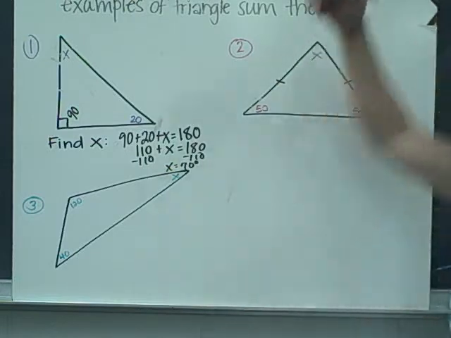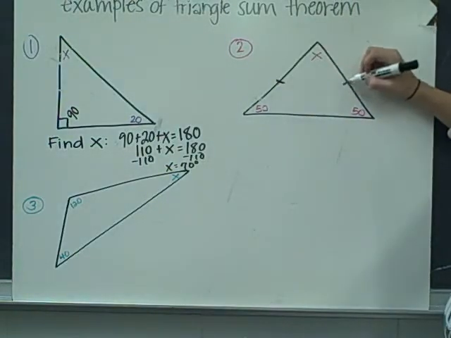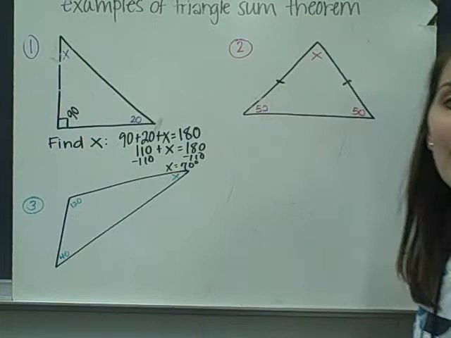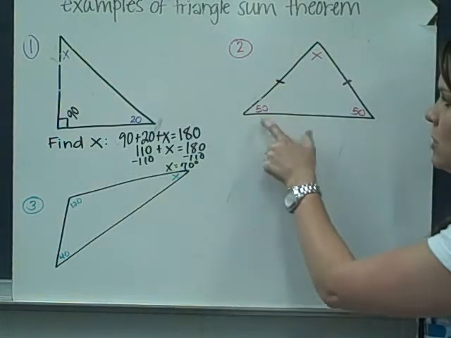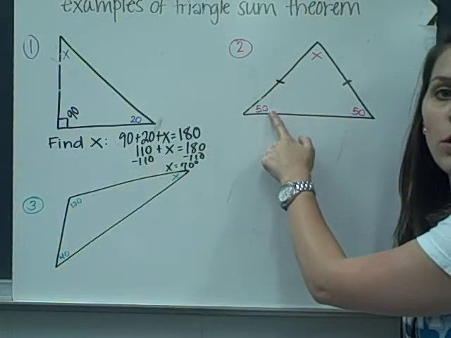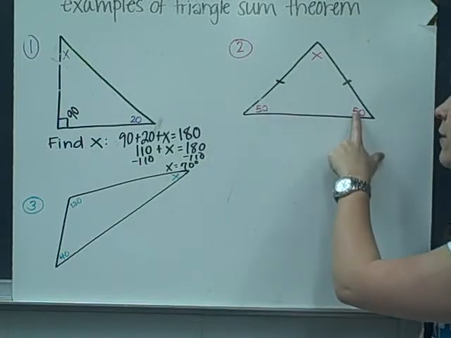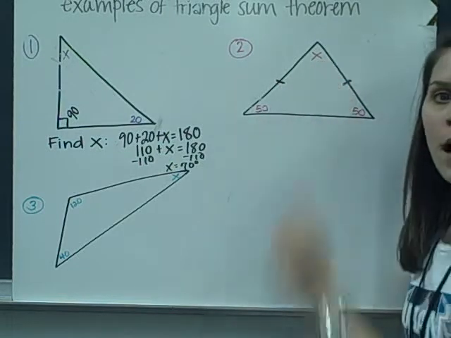Let's look at the second one. Here, these lines tell us that they are congruent. So this is an isosceles triangle, which means our two base angles should be congruent, which they are. We have 50 and 50. And we're looking for this top angle.